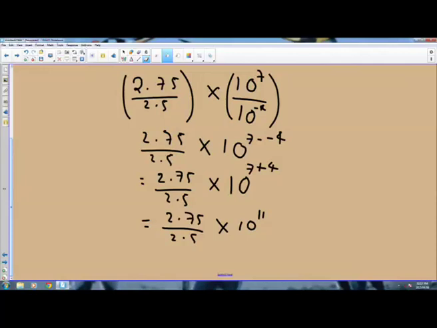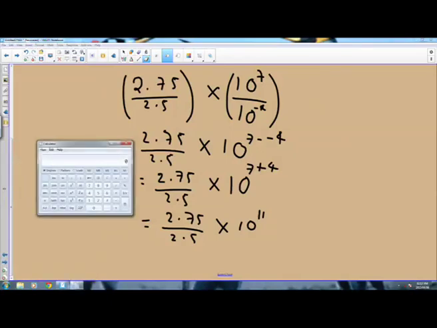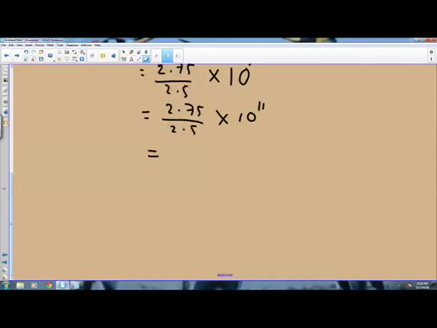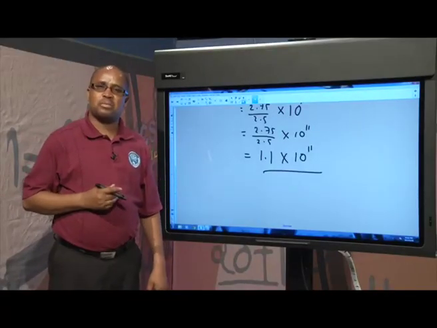Yet you are not through here because you still have 2.75 by 2.5. So you can take your calculator, find out what 2.75 divided by 2.5 is. So this will be 2.75 divided by 2.5, and then that's 1.1. Now this simply means it's 1.1 times 10 to the power 11. This is the final answer. So this is how you divide numbers in standard form.